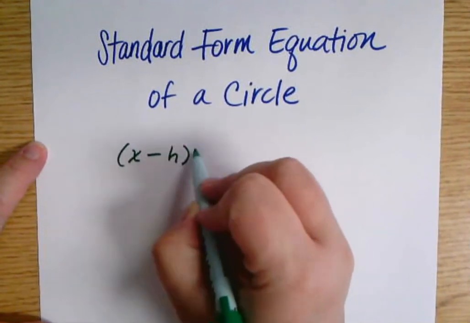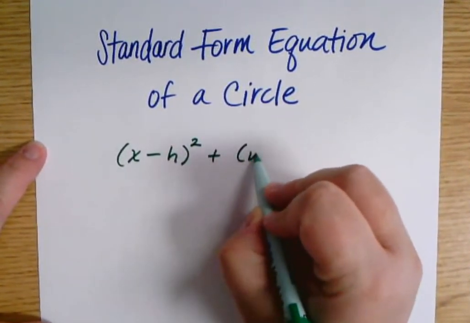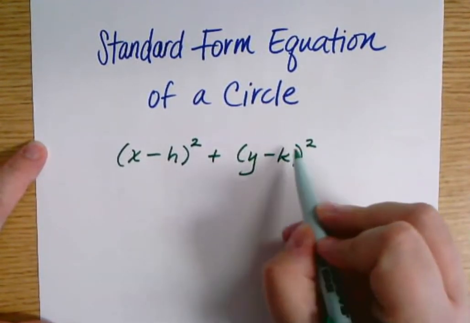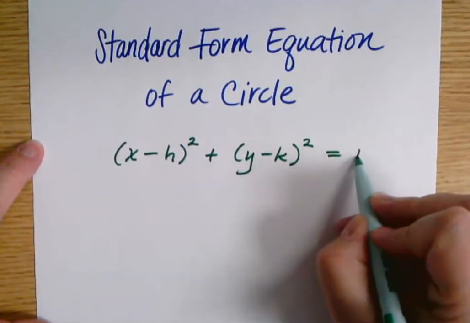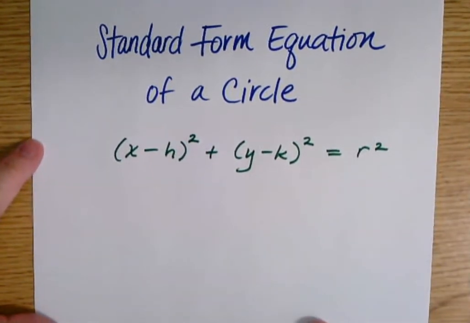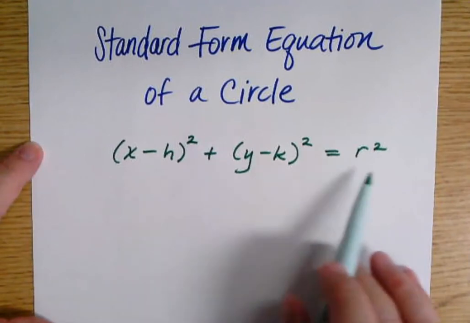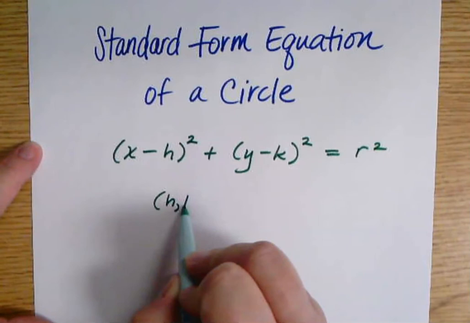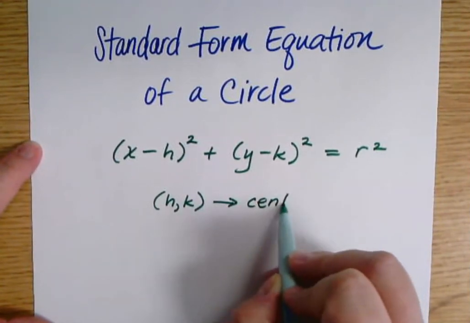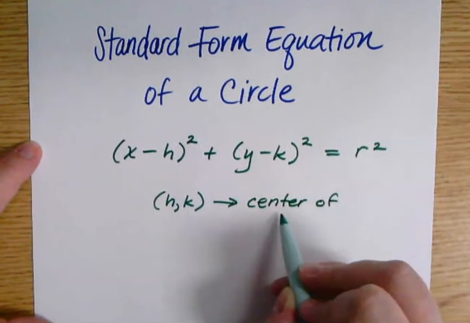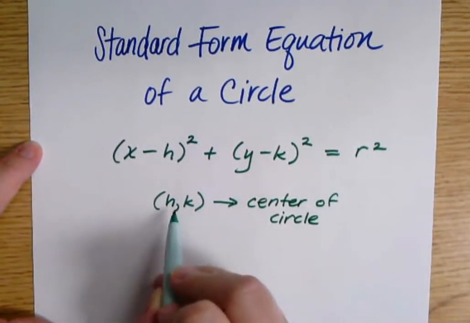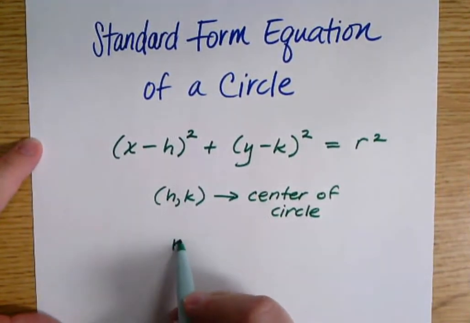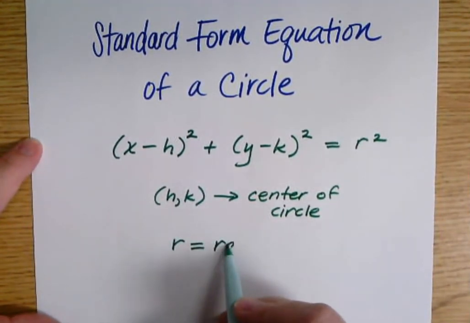(x minus h) squared plus (y minus k) squared, and I really should say quantity squared, meaning the whole thing is squared, equals r squared, which probably means absolutely nothing to you until you know what some of this stuff stands for. The h and the k is the center of the circle, the point that's at the center of the circle. So the h would be the x coordinate of that point and the k would be the y coordinate. R, as you might guess, stands for radius.